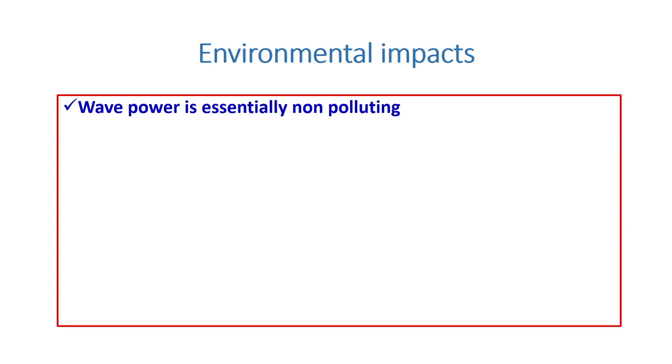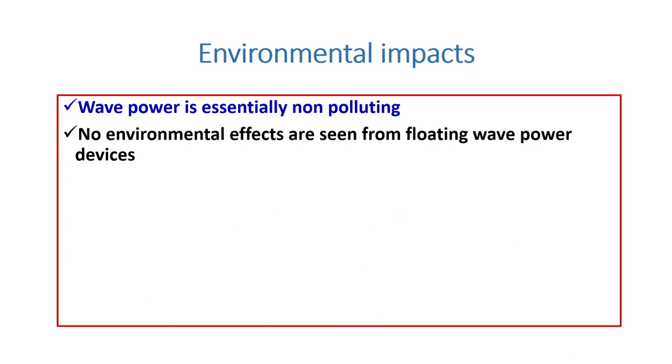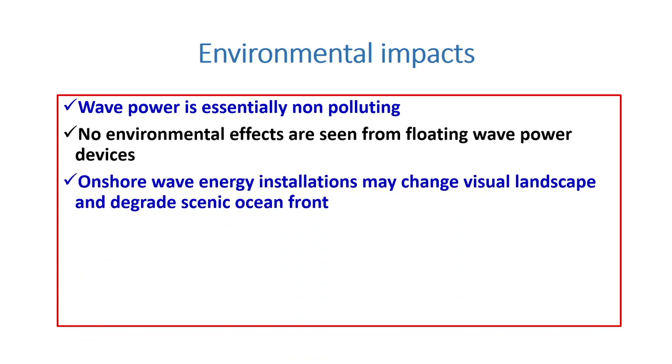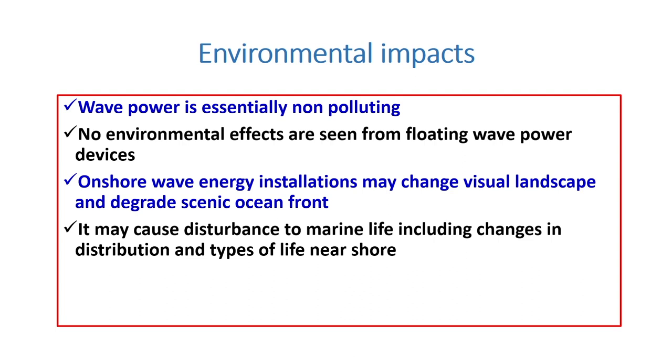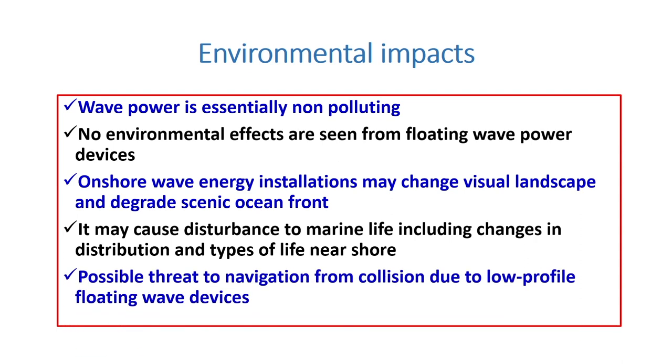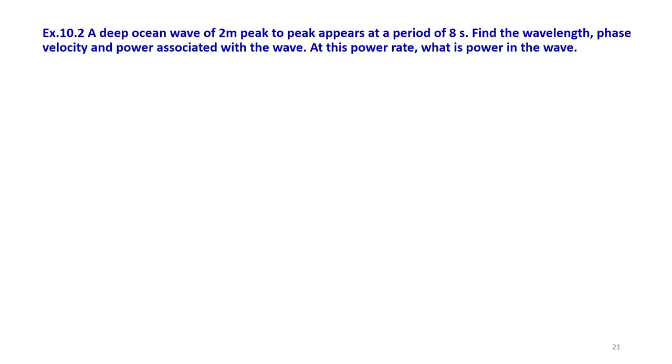So what are the environmental impacts if this kind of plant is installed? Wave power is essentially non-polluting. No environmental effects are seen from floating wave power devices. Onshore wave energy installations may damage the visual landscape and degrade the scenic ocean front, and may cause disturbances to marine life, including changes in distribution and types of life near shore. Also, there is a possible threat to navigation from collision due to low profile floating wave devices.